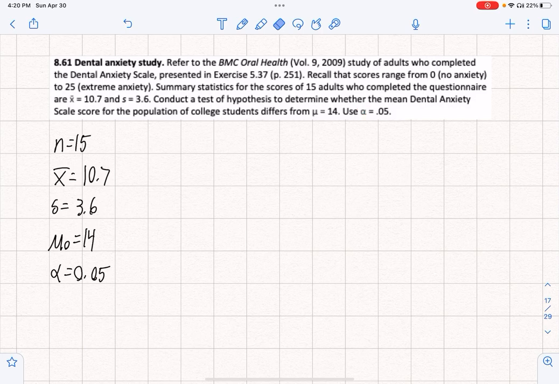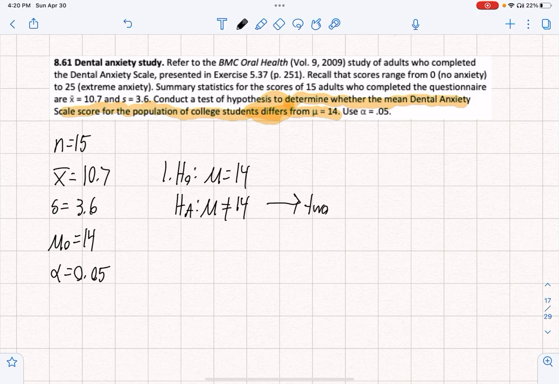Okay, let's do our hypotheses. What are we asked in this question? Can we determine whether the mean anxiety score for the population differs from mu equals 14? Notice the word differs. Again, it's not asking specifically greater than or less than. It's asking different from. So this is going to be a two-sided test. So the alternative is mu not equal to 14, and the null is mu equals 14.